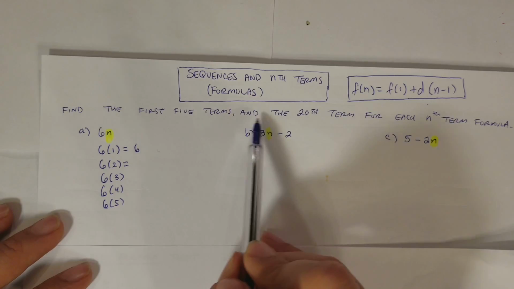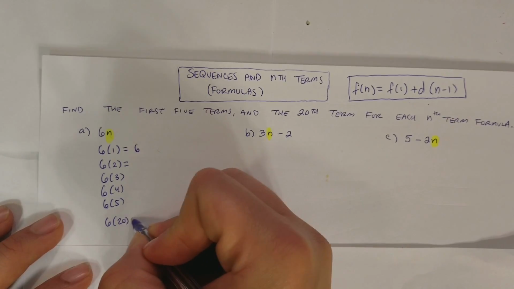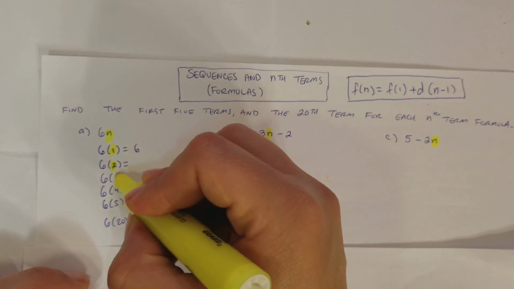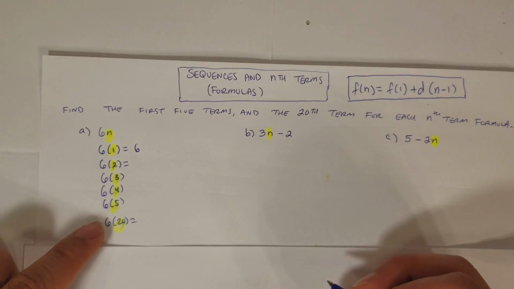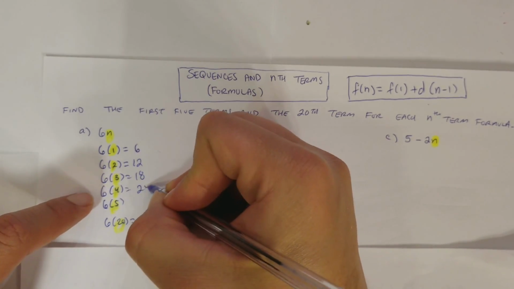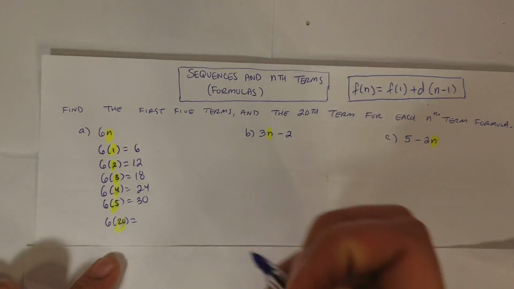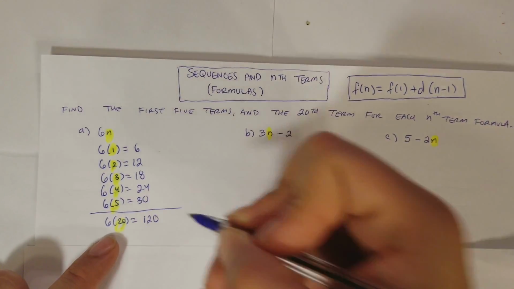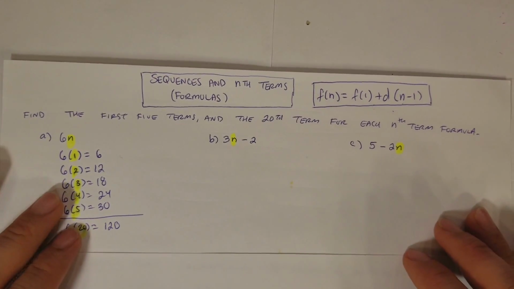So it says find the first 5 terms and the 20th term. To find the 20th term, you're going to have 6 times 20, and that would be your answer for the 20th term. So all I'm doing here is replacing the n with 1 through 5, and they also want me to do 20, so I'm doing 20 as well. So that'll be 12, 18, 24, 30. So the pattern is actually 6, 12, 18, 24, 30. And then this one's actually like a lone wolf. 6 times 20 is actually 120. Okay? So that's what we're doing here. We're plugging in for n.